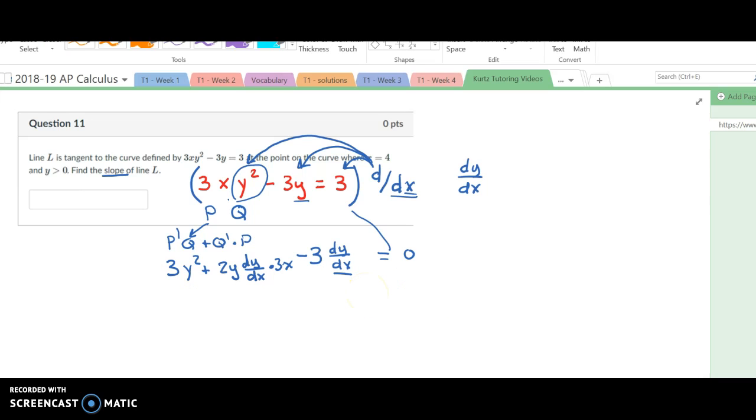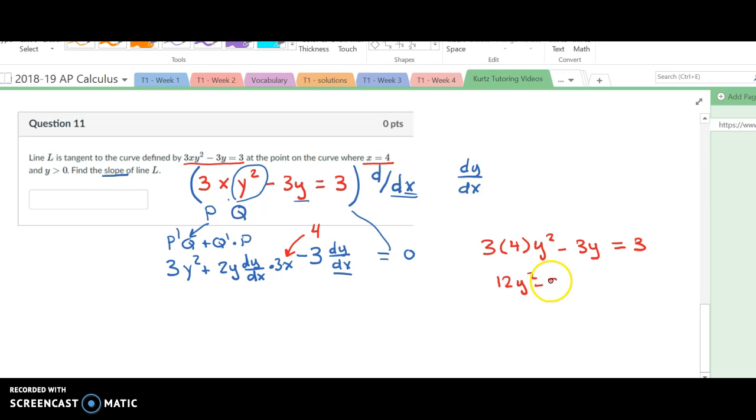Now, because we want to find slope, we're going to plug in x equals 4. Problem is we also need a y, and we don't have a y. The only way to find the y is to use the x and the original equation. So if we have 3x, which is 4, y squared minus 3y equals 3.